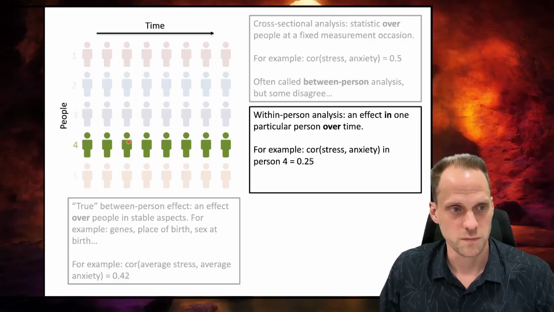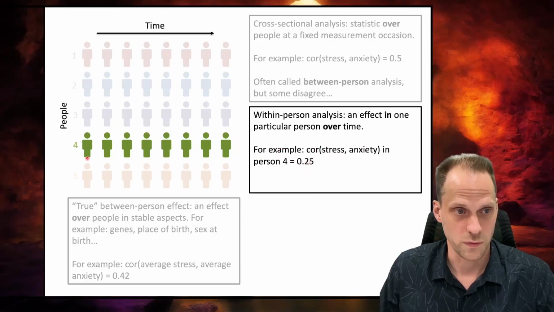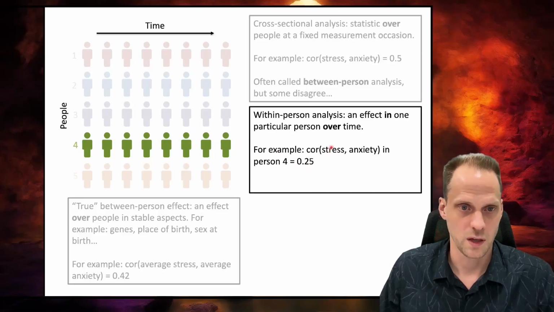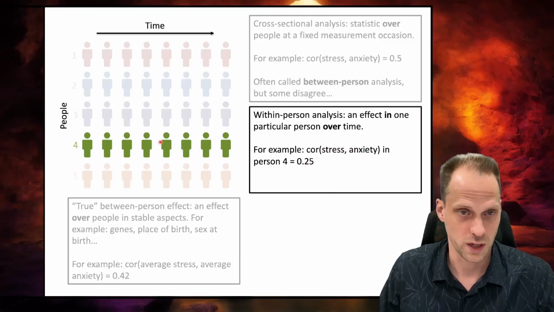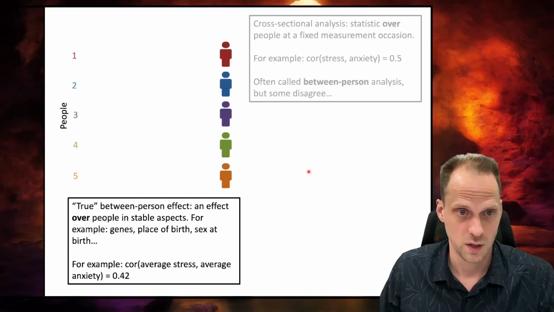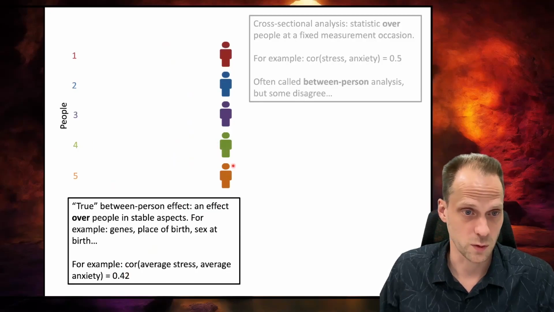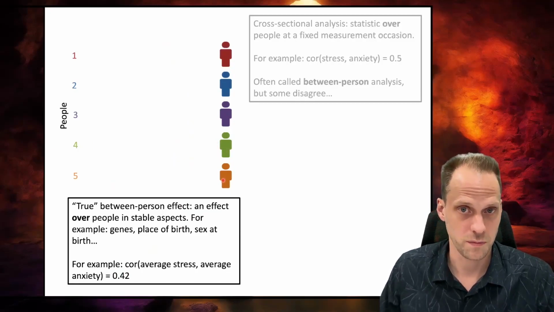This correlation tells me that if this person 4, not person 3 or 2 or 1, but person 4, experiences more stress than their average on a certain day, then that person tends to also experience a bit more anxiety on that day than their average. Whereas a between-person correlation tells me that a person that on average experiences a lot of stress might also on average experience a lot of anxiety. Those are two very different things.